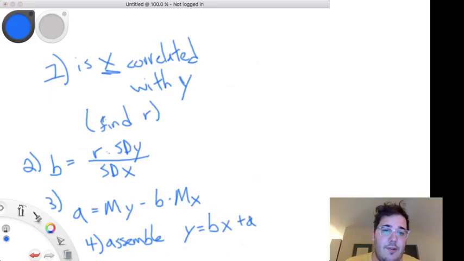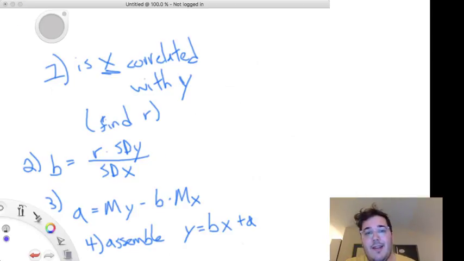So you take your correlation, you multiply it by the standard deviation of y, divide by the standard deviation of x. That gives you a slope. And then your intercept is the mean of y minus b times the mean of x. So what happens if r equals 0? Your predictor is not related to your outcome.